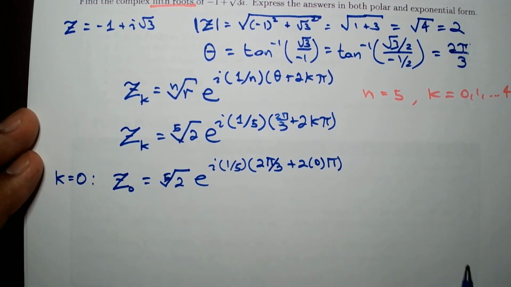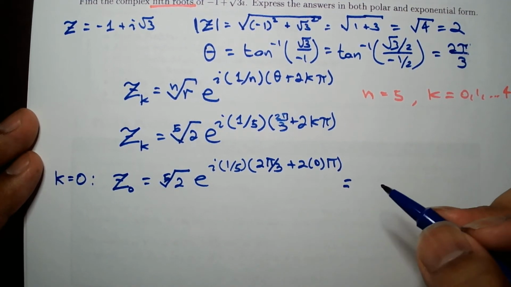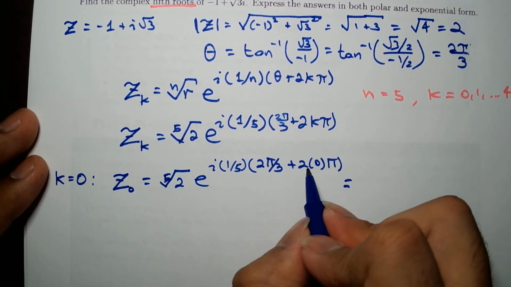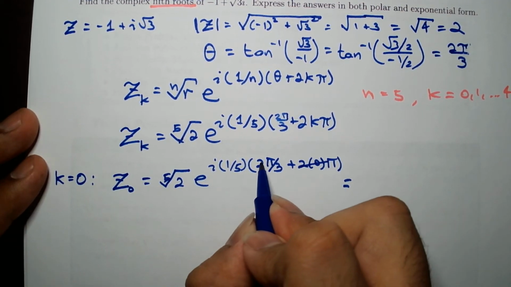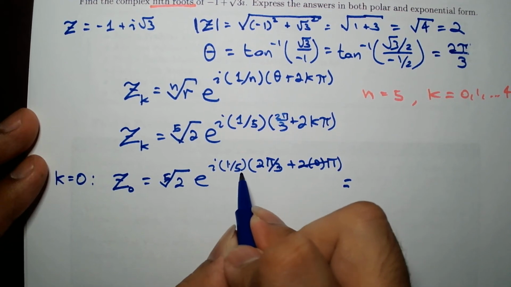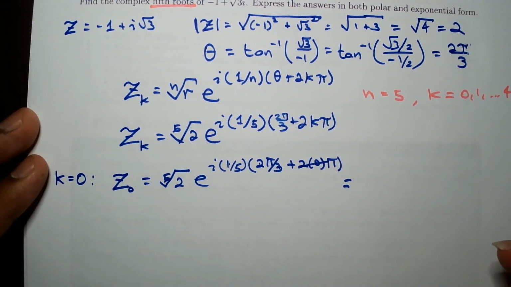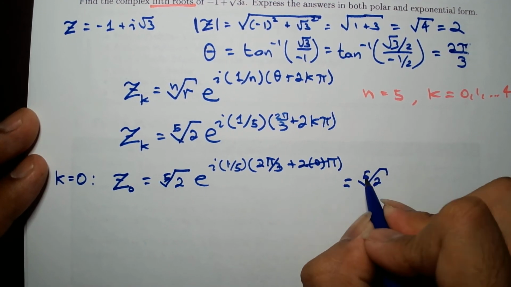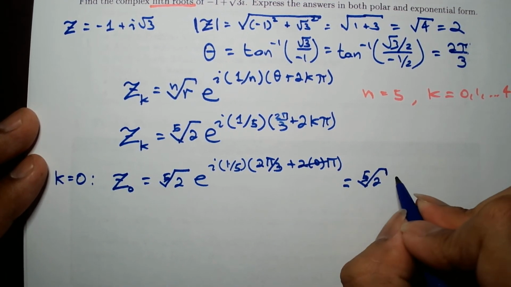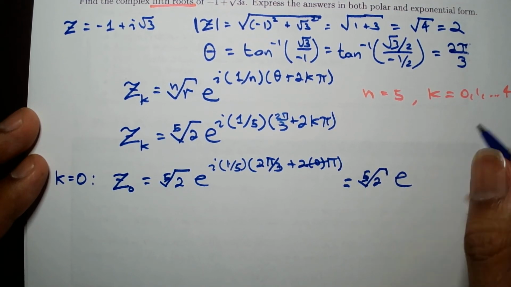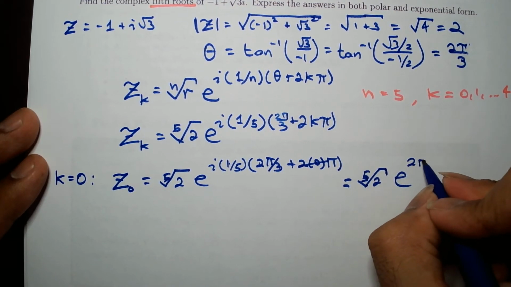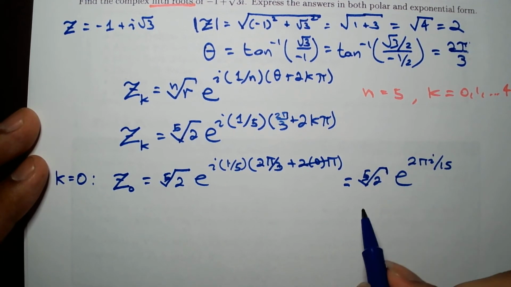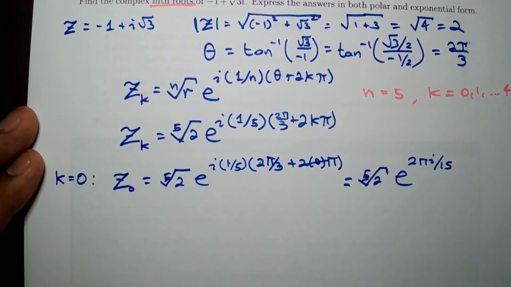So in this case, what are we going to have? 2 times 0 is 0, and 2/3 times 1/5 is going to be 2 over 15. So the fifth root of 2, e to the 2 pi i over 15. That's the first solution.